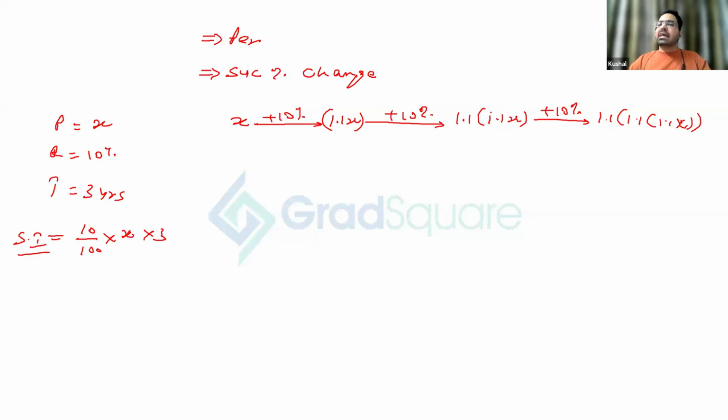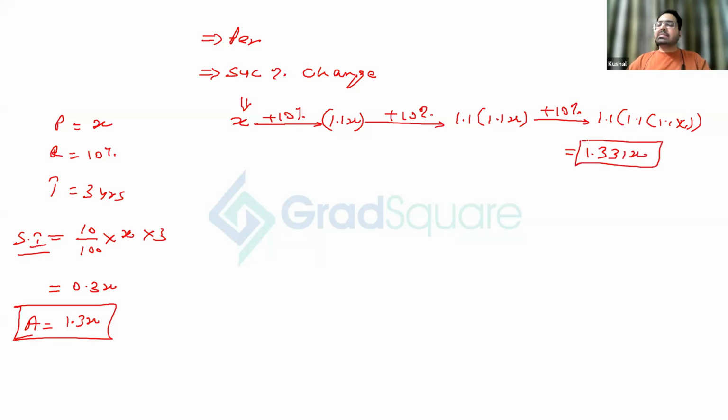So effectively what is happening is that your money X, in case of simple interest, earns interest of 0.3X and the final amount is 1.3X. That is the final amount in case of simple interest. In case of compound interest, it is going to become 1.331X. So that's the basic understanding of simple interest and compound interest. I hope we all are clear with this.